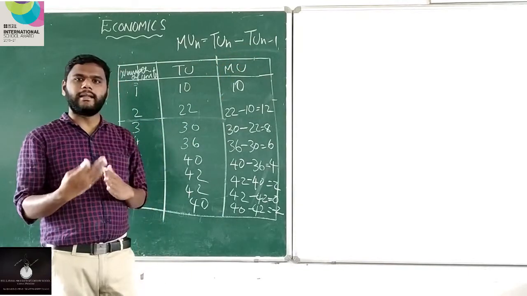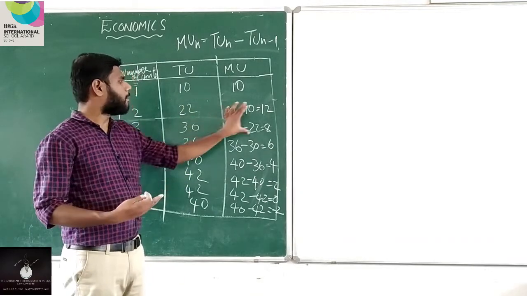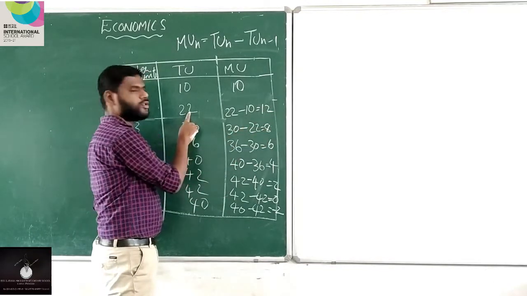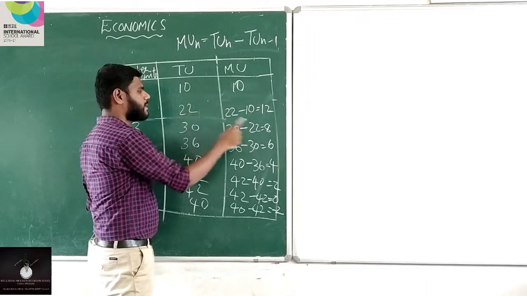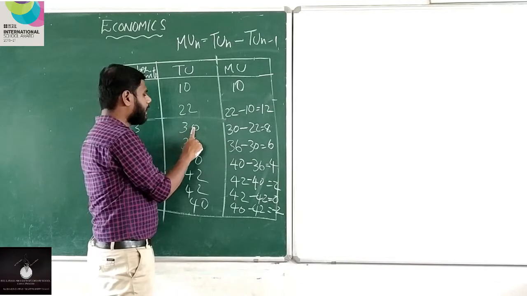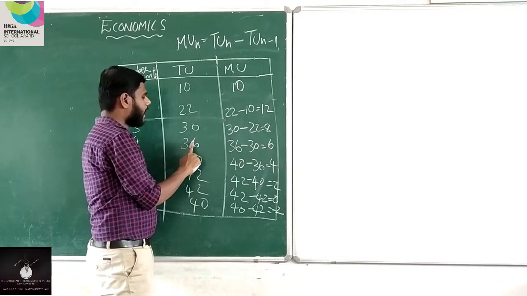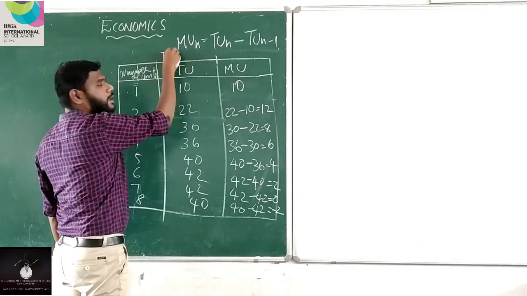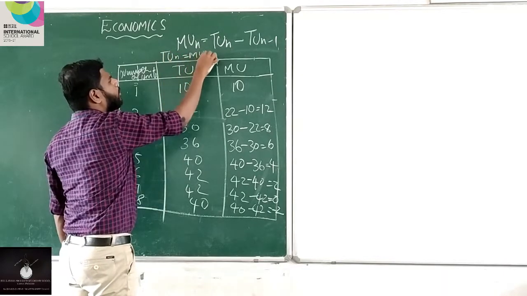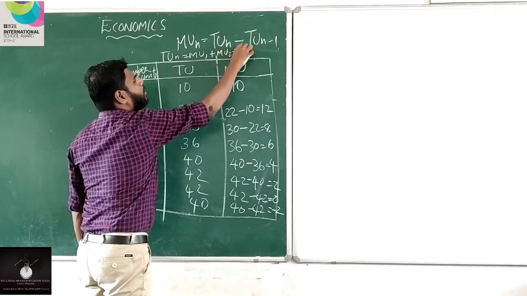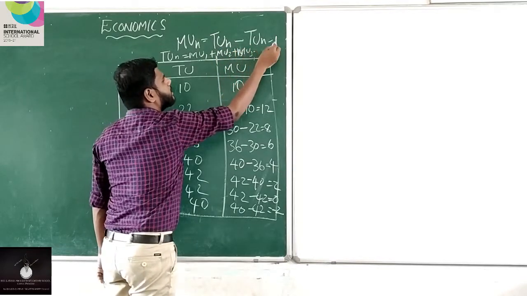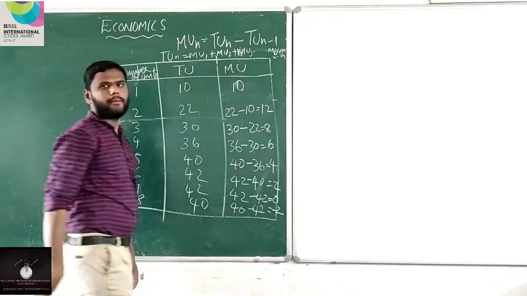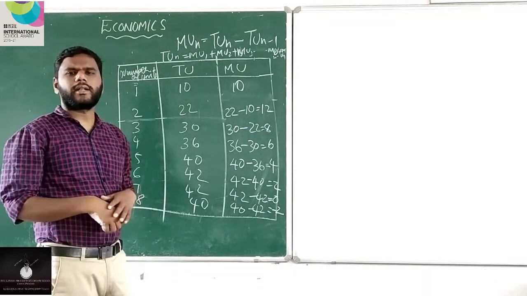If we are adding this marginal utility, we will get the total utility. For example, 12 plus 8, 22. Then 22 plus 8, 30. And 30 plus 6, 36. Again, 36 plus 4, it is 40. That is the next equation, to find the total utility, TUn is equal to MU1 plus MU2 plus MU3 etc., plus MUn minus 1 plus MUn. That is the equation for finding total utility.